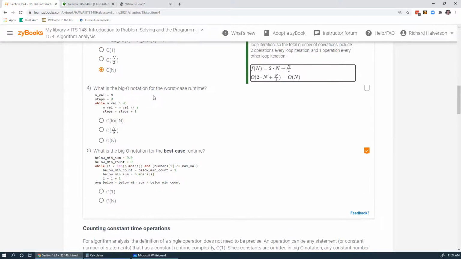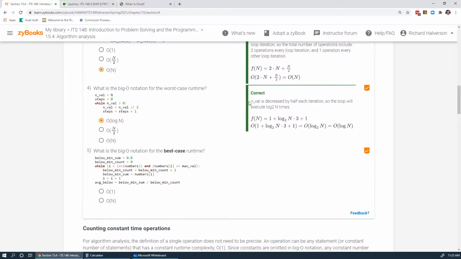What is the big O notation for the worst case runtime? This is once. This is once. Let's just look at it. Each time, n val is n, and each time we're dividing by 2. Look at that. Each time we're dividing by 2, until we get down to 0. So I bet it's this one. N val is decreased by half each iteration, so the loop will execute log to the base 2 of n times.